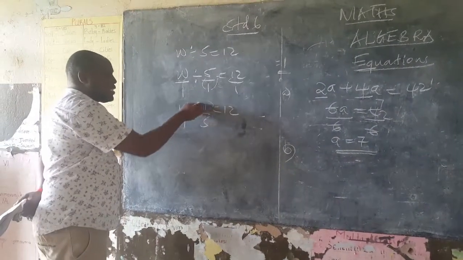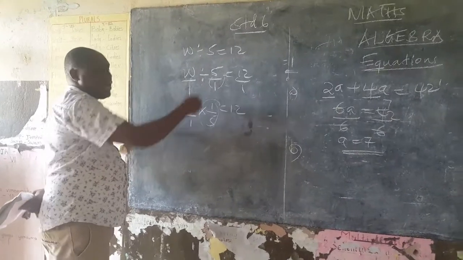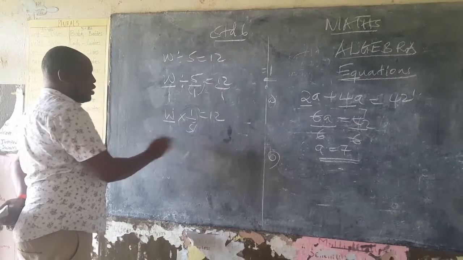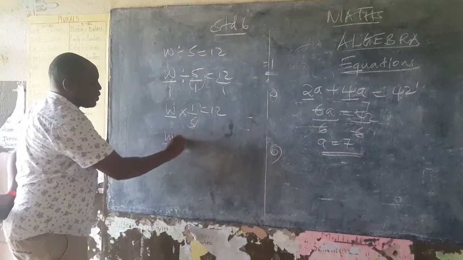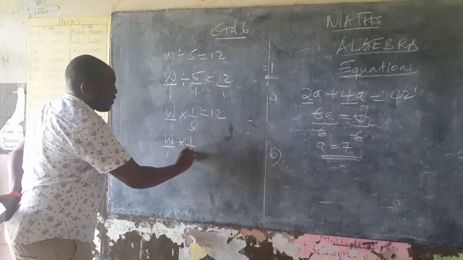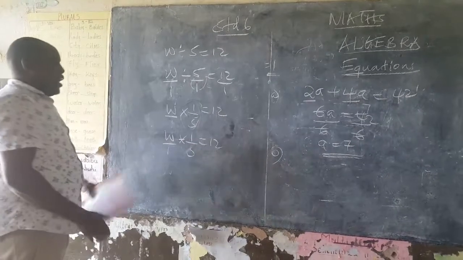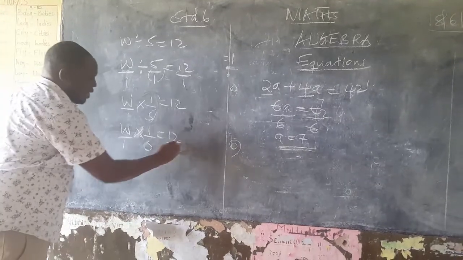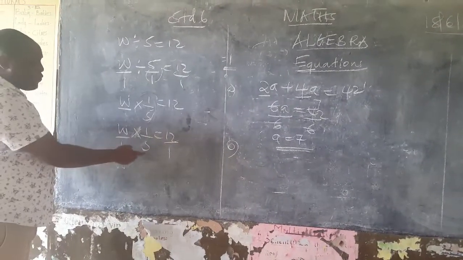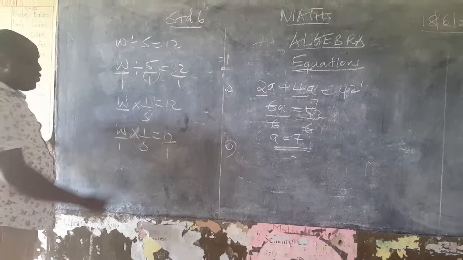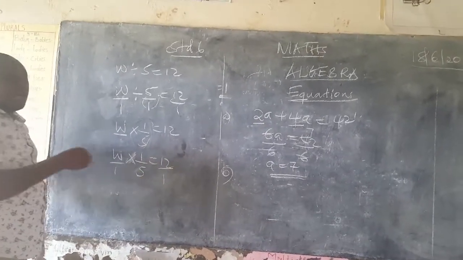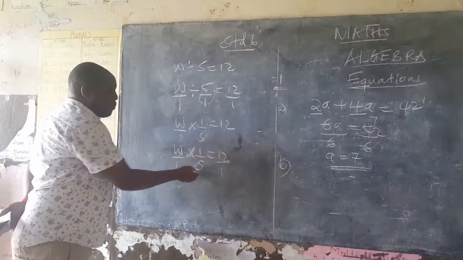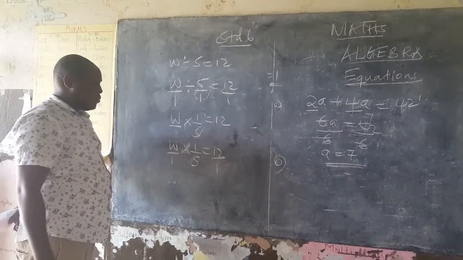So the only number that changes is the second number, not the first number, not the other number there. So the second number changes to get the reciprocal. So this is going to be W over 1 times 1 over 5 is equivalent to 12. Now from there, learner, you can see that our LCM here is 5 and 1. Whenever you have an LCM of 5 and 1, the bigger number becomes the LCM.